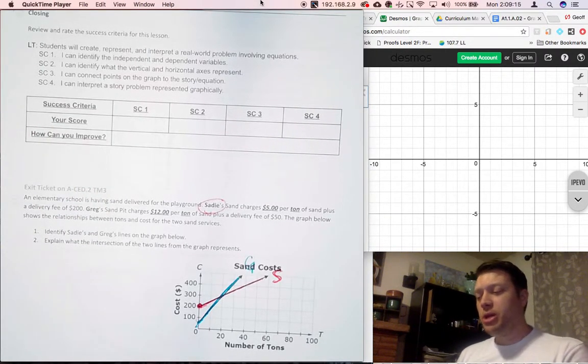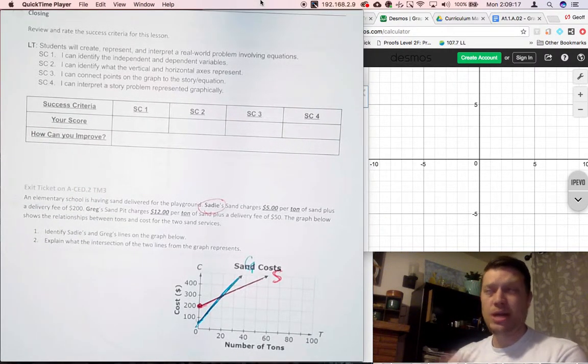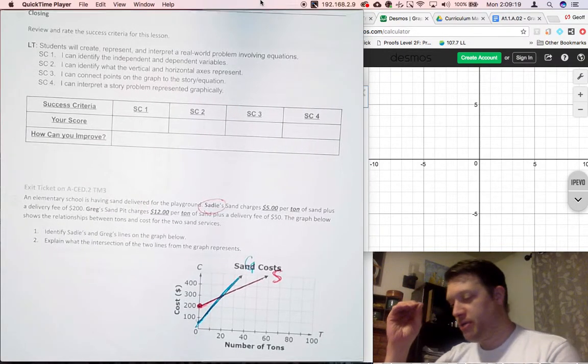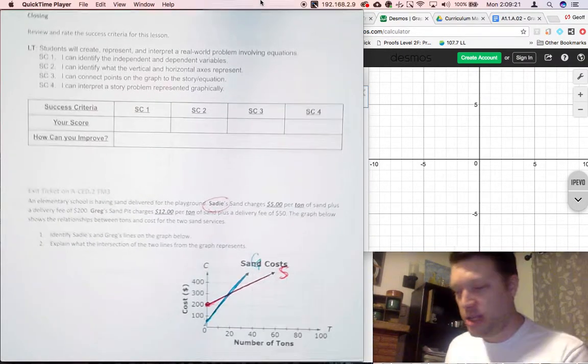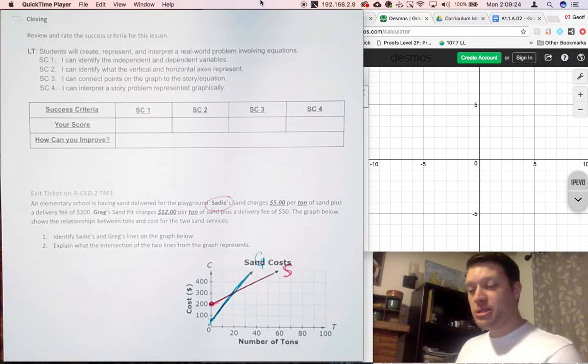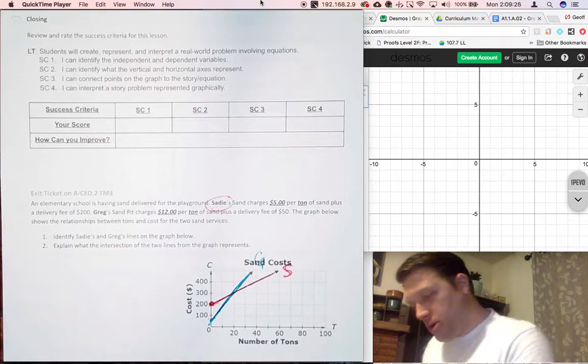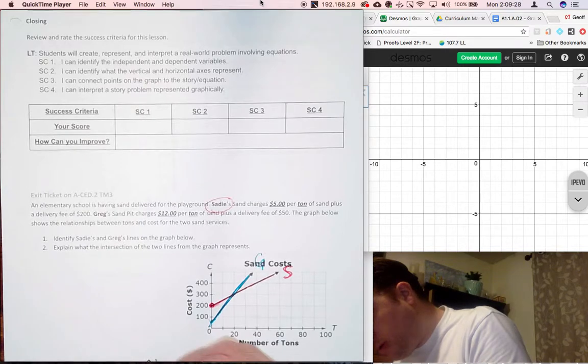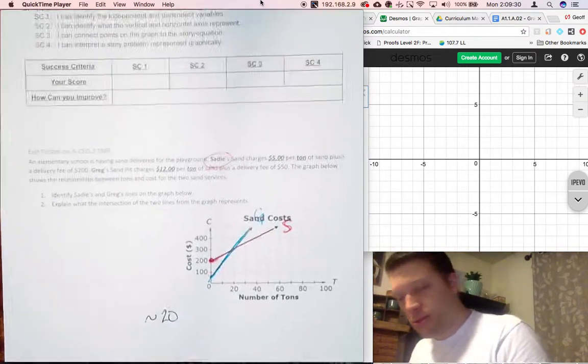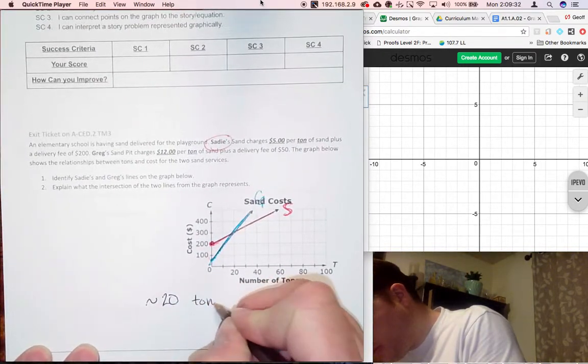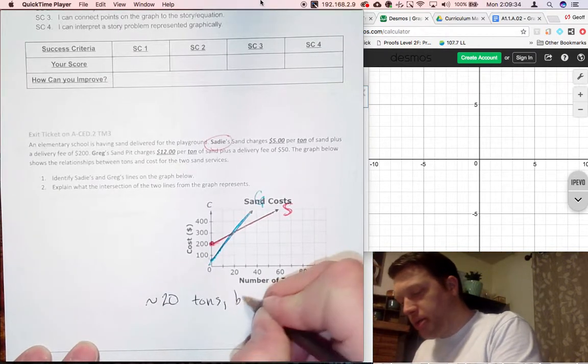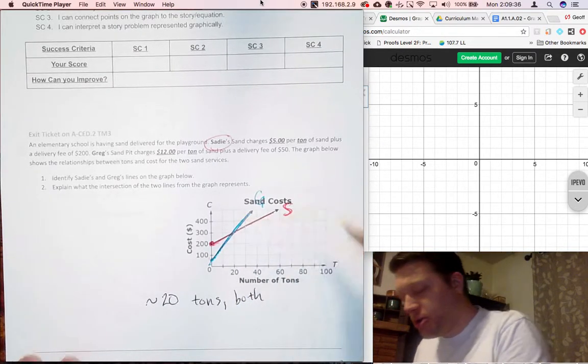To explain what the intersection of the two lines of the graph represents means that's the amount of tonnage, the number of tons, where both companies charge the same amount. So for approximately 20 tons, both companies charge roughly $300.